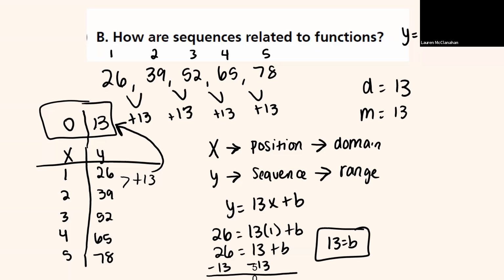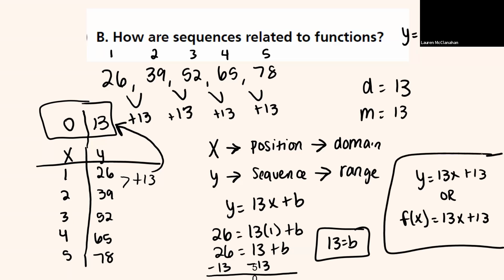So now I can write this as an equation. So Y equals 13X plus 13. They just so happen to be the same number. Or I can write it as a function, because remember, this whole topic is about functions. F of X equals 13X plus 13. Okay. I know that was a lot.